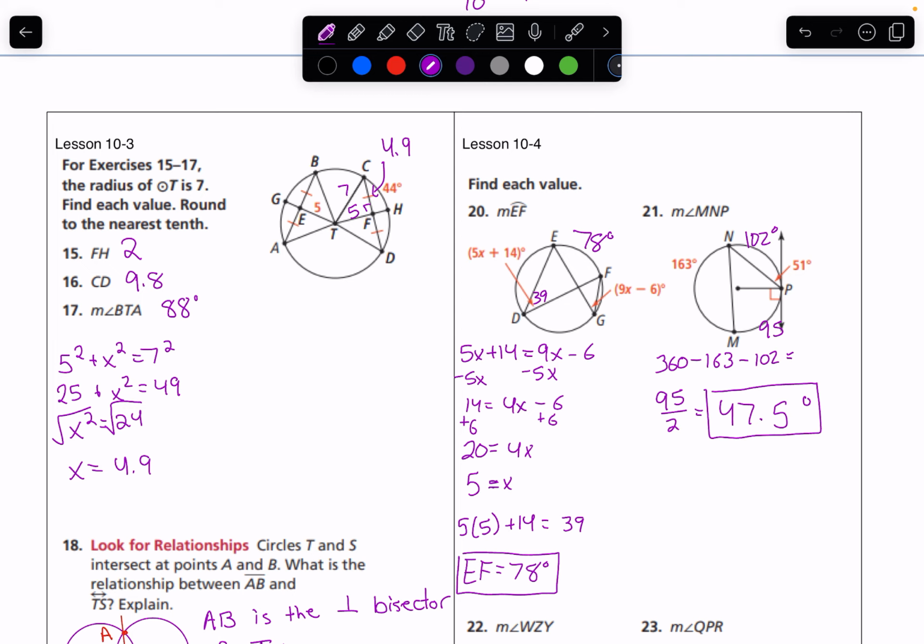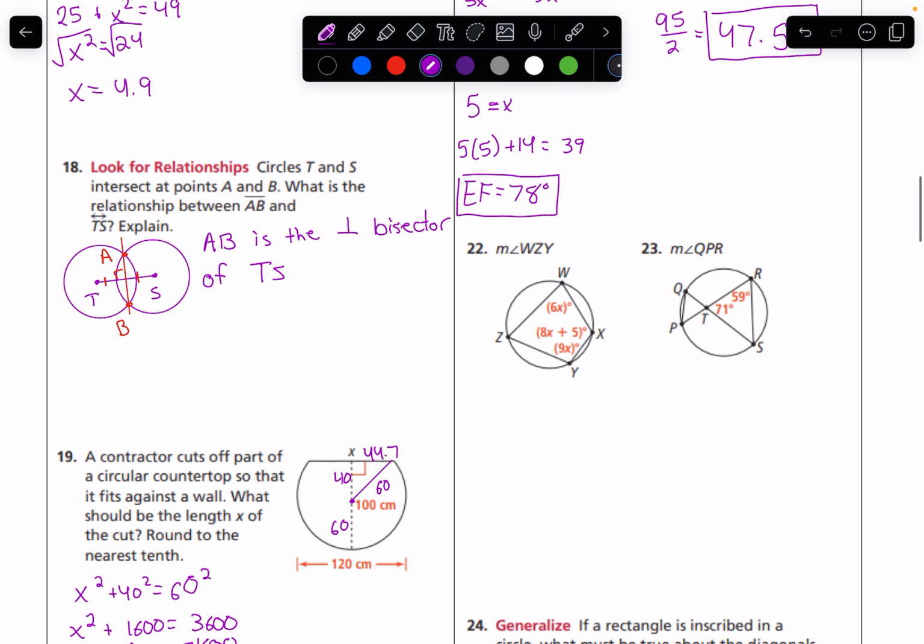Number 22, the measure of angle WZY. Well, we know that the opposite angles in an inscribed quadrilateral add up to 180. So I can say that 6x plus 9x equals 180, or 15x equals 180. So when I divide by 15, that means that x equals 12.